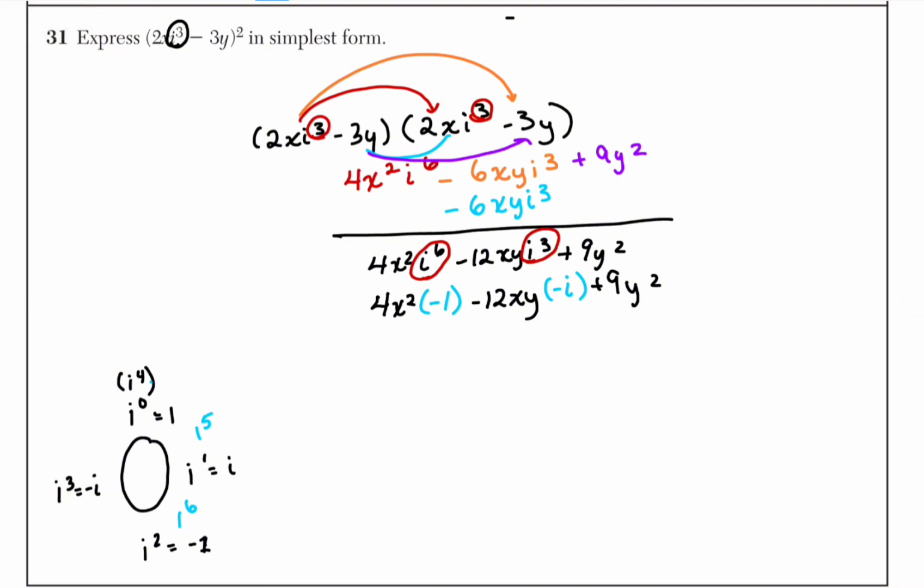So when we work this out, we're going to rewrite the order. We're going to first write 9y squared. Then we're going to write negative 4x squared. And then we're going to do plus 12xyi. This becomes negative because it's 4x squared times negative 1. This becomes positive because it's negative 12xy times negative i. Careful of the signs. Be careful of the signs. And so this form right here would be in simplest form.